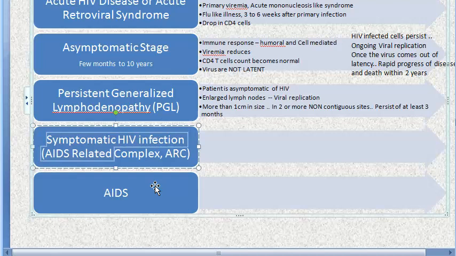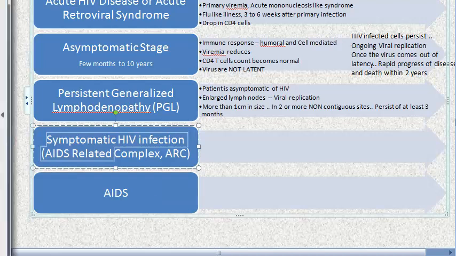The patient develops constitutional symptoms such as unexplained diarrhea lasting more than 1 month, weight loss more than 10% of body weight, fatigue, malaise, night sweat. Wow, night sweat. Mild opportunistic infections such as oral thrush. Oral thrush is caused by what? Candida.